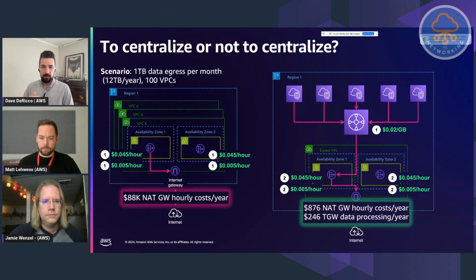Now you'll notice I'm not showing the NAT gateway data processing cost, because that's going to be identical across both these scenarios. It doesn't matter whether I take a terabyte and send it through one NAT gateway, or send it across a dozen NAT gateways. It's bytes, right? Whether it's all in one spot or across multiple, that doesn't matter.